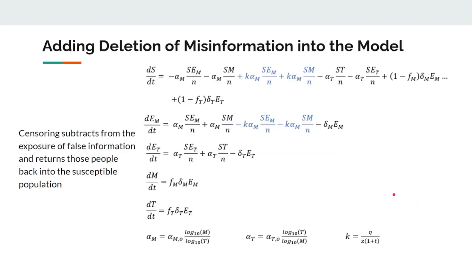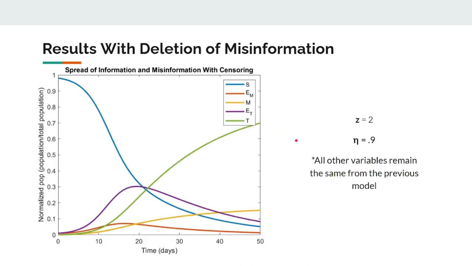Looking at the new model, our censoring factor is multiplied by the exposure rate, which in effect counters the exposure the susceptible population has to misinformation. Looking at the graph, we can see that all the parameters from the original model were kept the same, and for the censoring factor, the max efficiency was set to 90%, and the subversion factor was set to 2. Here, we can clearly see that while people are still being exposed to and believing misinformation, it is dwarfed by the amount of people that are accepting true information, as we would expect.